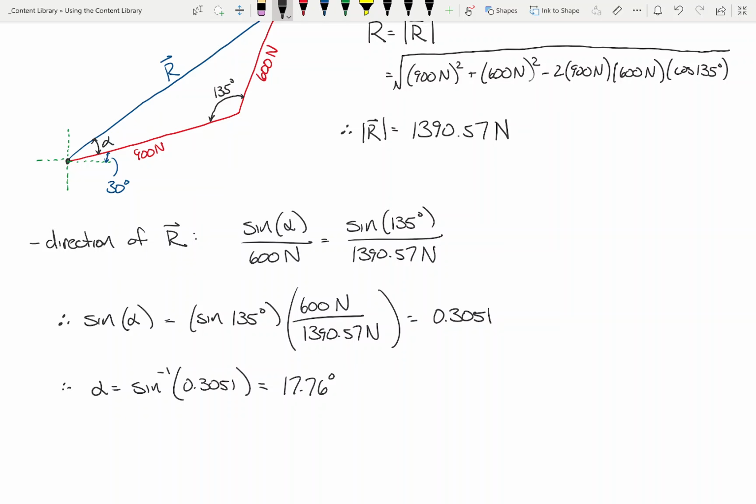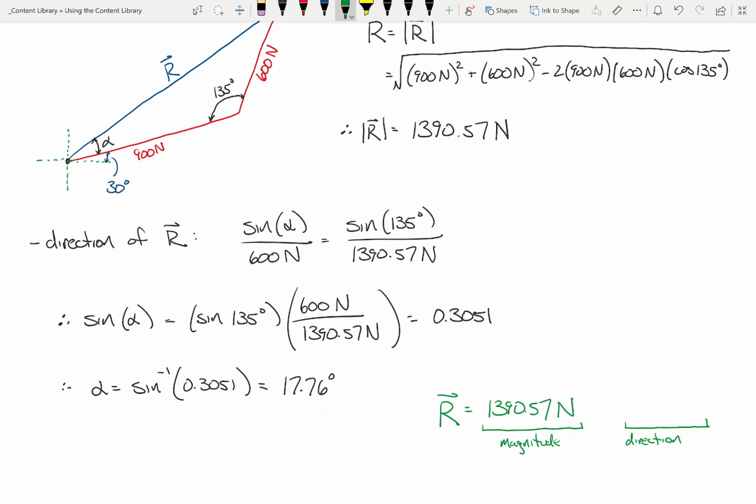Now, I want to characterize this vector. So my answer is going to be the vector equals some magnitude and some direction. Okay? So a magnitude and a direction. Let's start off with the magnitude. The magnitude is pretty easy. That's going to be 1390.57 newtons. That's the magnitude. Okay? What about the direction?